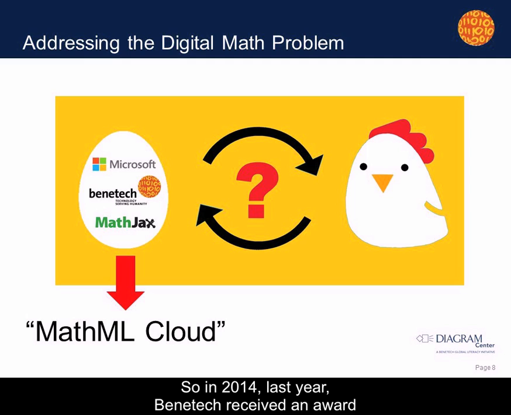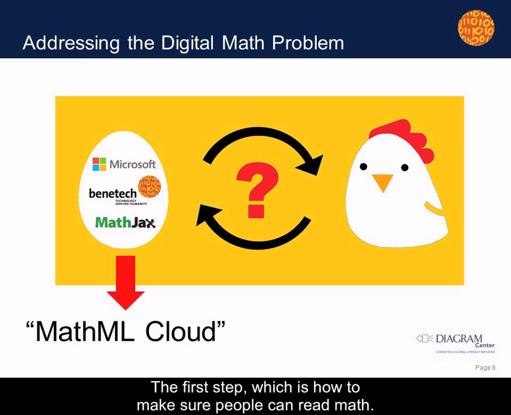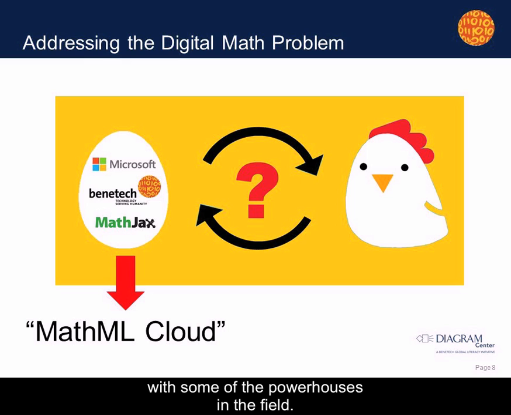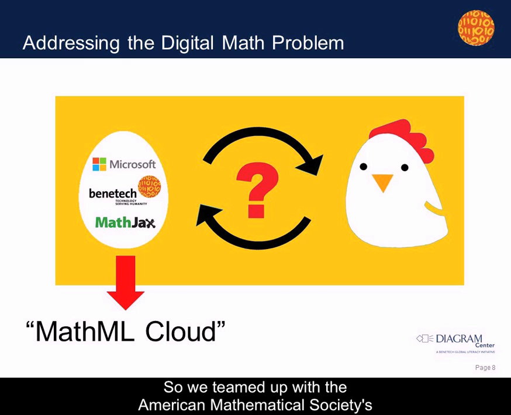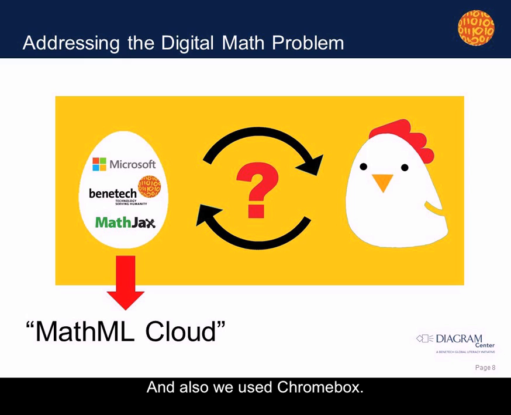So in 2014, last year, Benetech received an award from Microsoft to work on this project. The first step was how to make sure people can read math. And what we did was we paired up with some of the powerhouses in the field. We teamed up with the American Mathematical Society's MathJax, which a lot of you are familiar with, I'm sure. And we also used ChromeVox, Google's text-to-speech engine, to produce a lot of equations, which I'll be showing you in a little bit. Basically, what we wanted to do is create one tool and one solution that can work in the interim while there's this chicken and egg situation, as well as promote the most accessible way to use math possible.